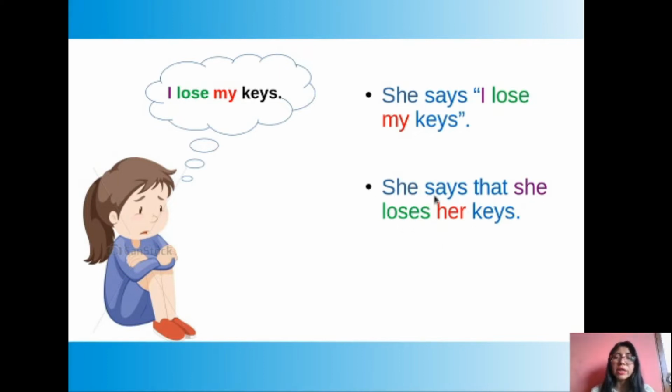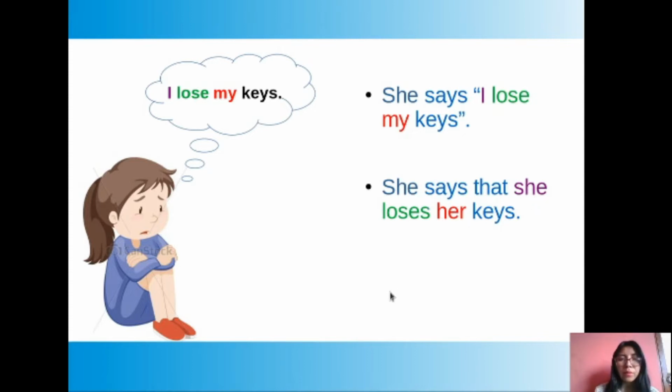Okay, pay attention here. In this case, I am using an extra S because of the subject she. Remember, we have to report in present simple. Okay, so remember the rules of the present simple. In this case, I have to change my for her. Okay, because I lose my keys. Mis keys. In this case, she loses her keys. Sus llaves. Okay, that is the difference between my or her. In this case, I am using her because of the subject she.